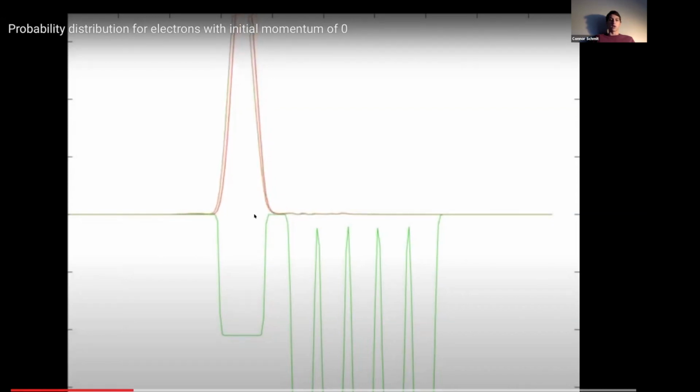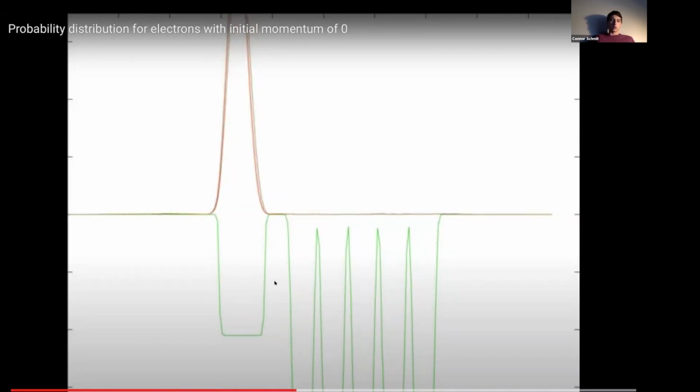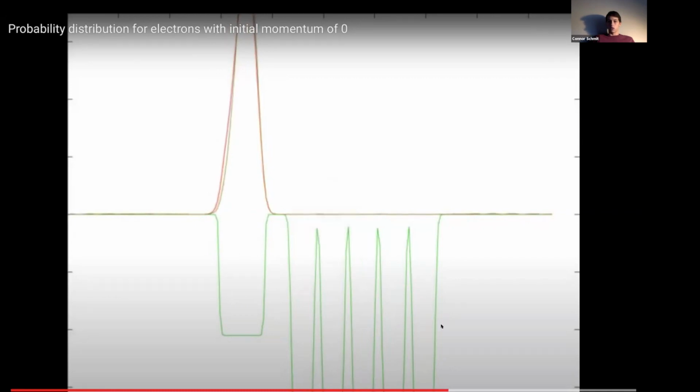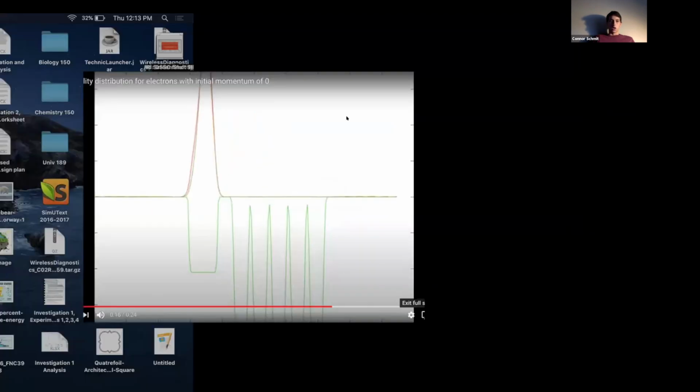So at the initial momentum 0, you'll see that a majority of all of the electrons are going to stay focused on the dye, and then you can see slight waves over the titanium dioxide semiconductor, showing that there is still a minor transfer of electrons between the dye and the semiconductor.